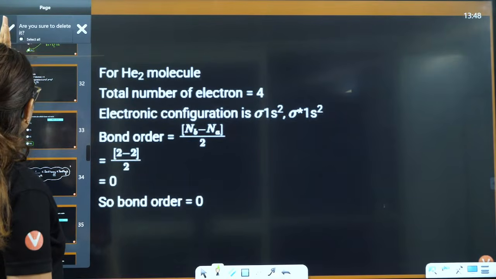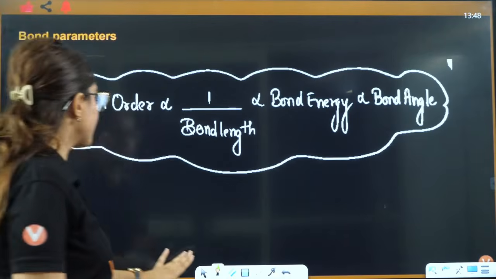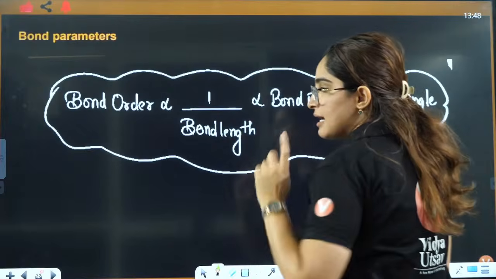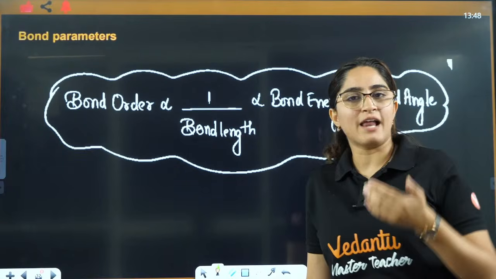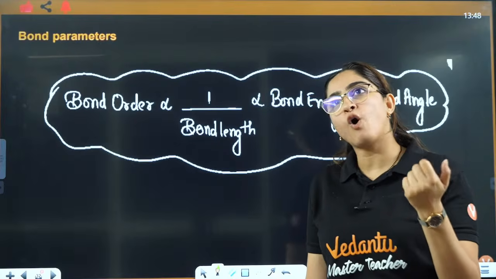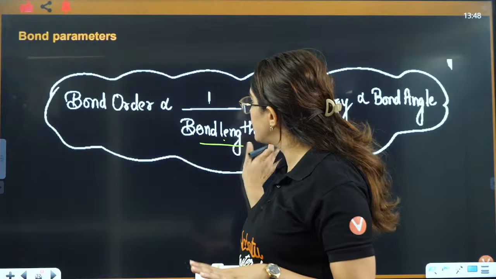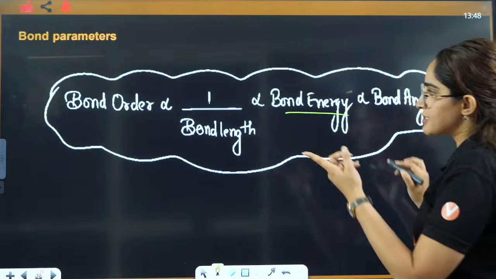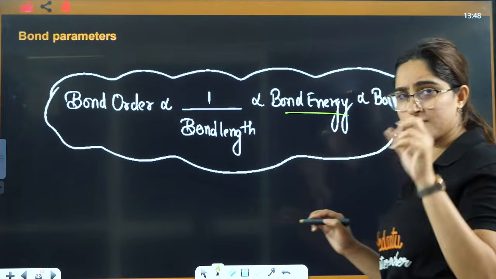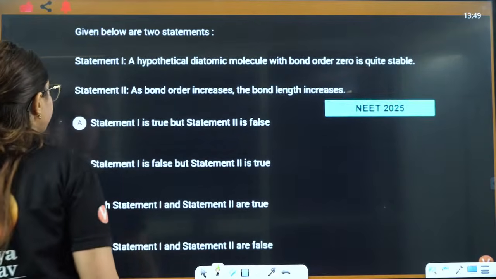Then guys, the next thing to remember for your exam is they can ask you to calculate the bond order and they can ask you the order of bond length, right? So bond length is inversely proportional to bond order. Bond energy is directly proportional. Bond angle is directly proportional.